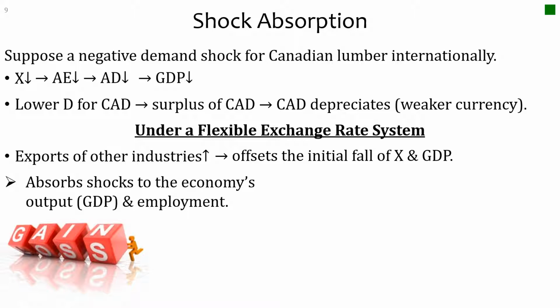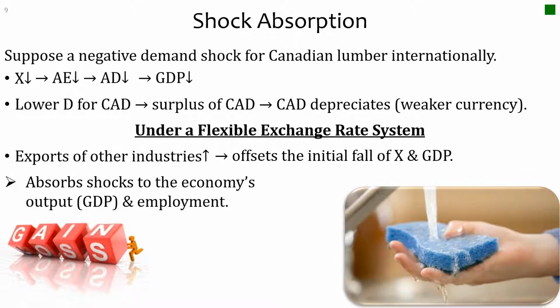The idea is that it absorbs the shocks to the economy's output, which is GDP and employment. So we lose some jobs and some income because of lumber, but we're going to gain other jobs and other income because of other industries. All right, so this is an advantage of flexible exchange rate. It absorbs the shock. All right, so write this down.